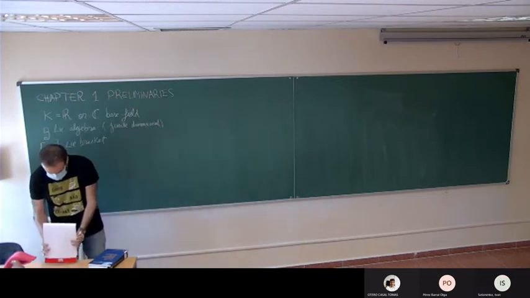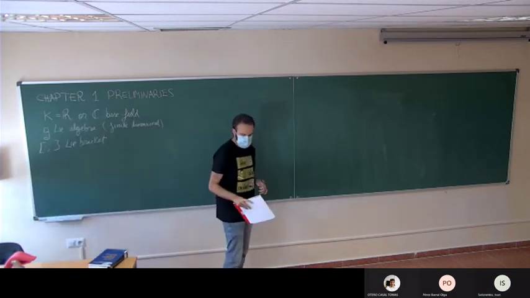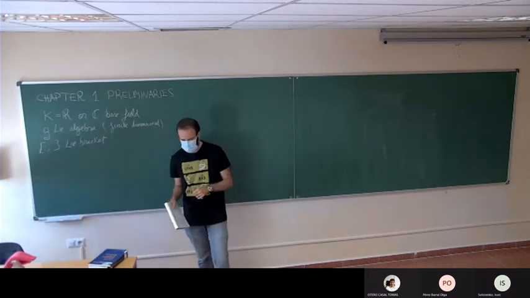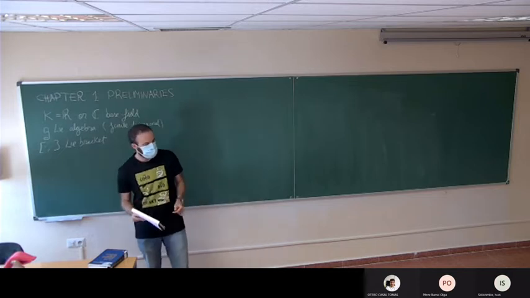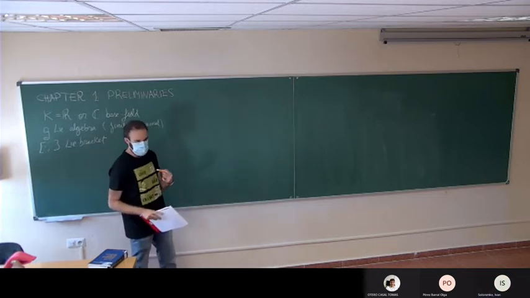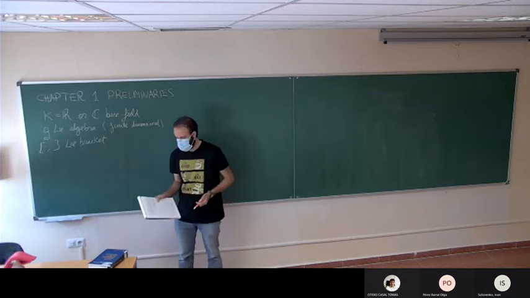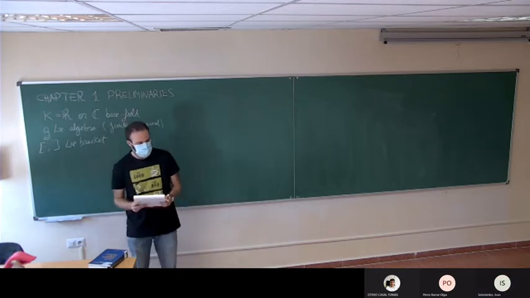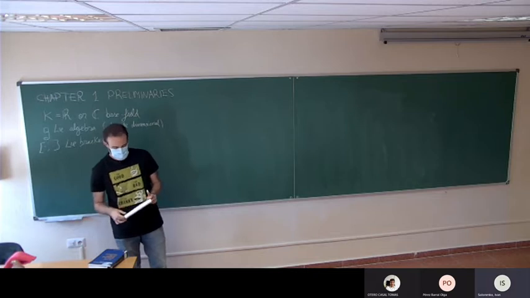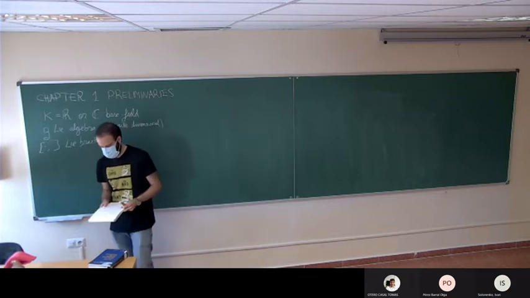So the first part is going to be on basic definitions of Lie algebras, which I assume that you're familiar with. The second part is going to be on complex semi-simple basics of the root space decomposition. And the last will be about representations of complex semi-simple algebras.